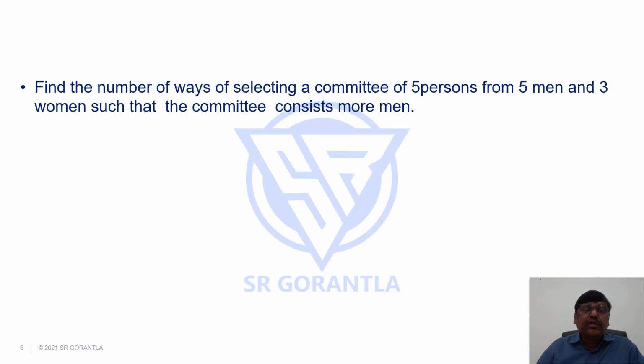Find the number of ways of selecting a committee of 5 persons from 5 men and 3 women such that the committee consists of more men. You should have more men than women. See, now I need a committee of 5 persons and we need more men, which means out of 5 men and 3 women, probably we can have all men. So what are the options I have? There are 3 possibilities. One option is, I need a committee of 5 people, all 5 can be men.